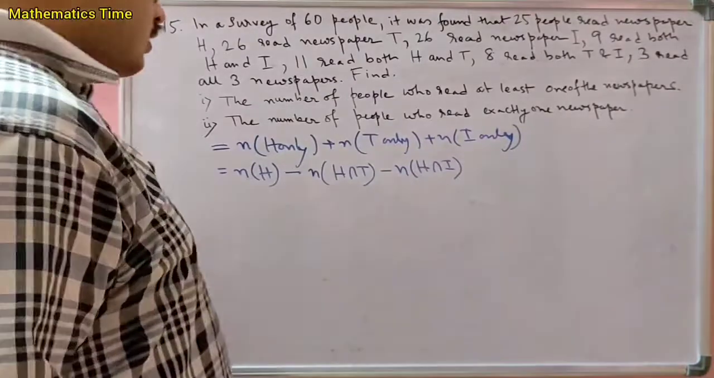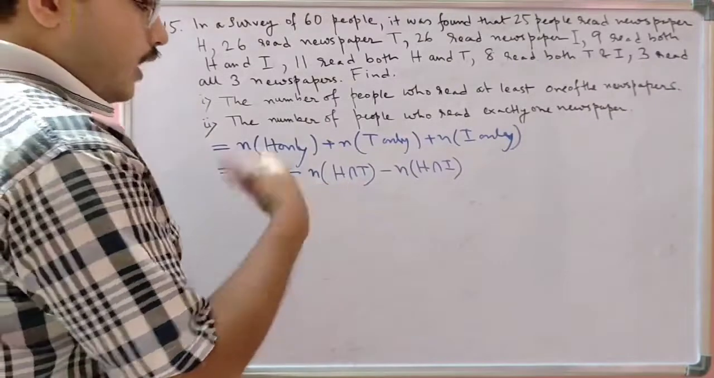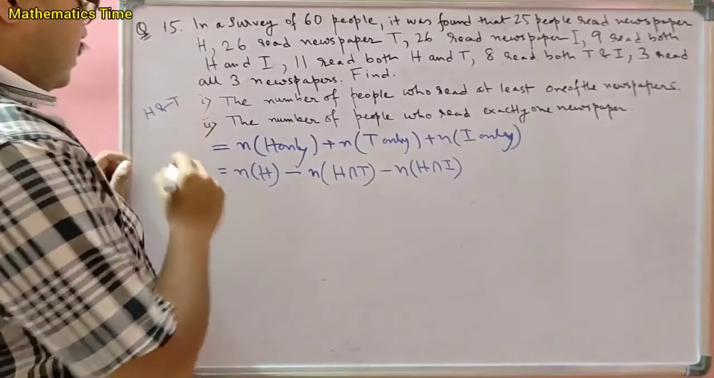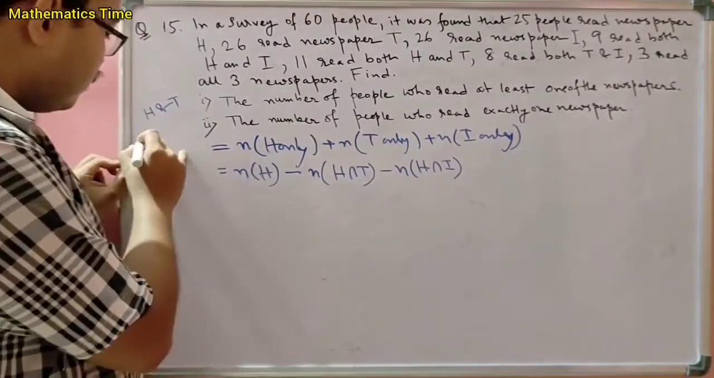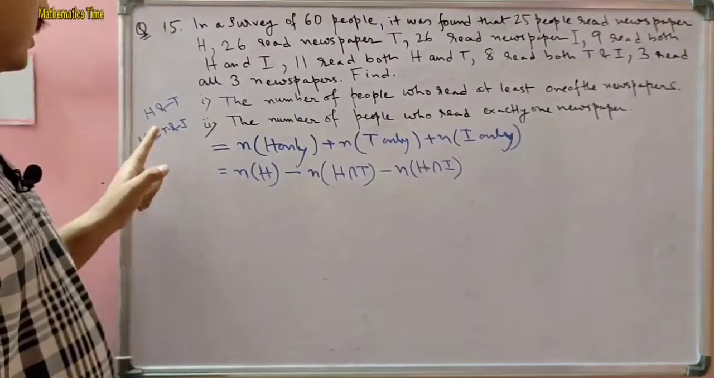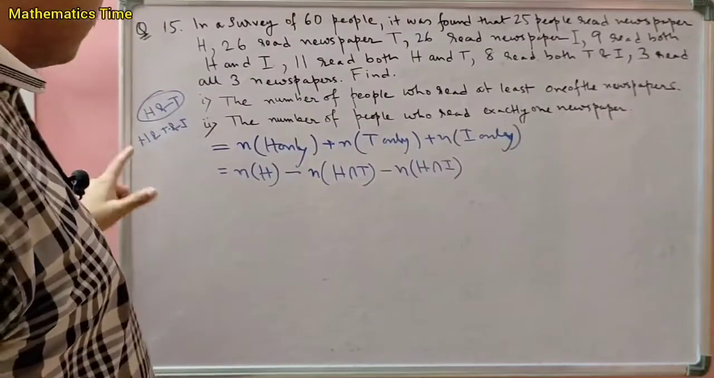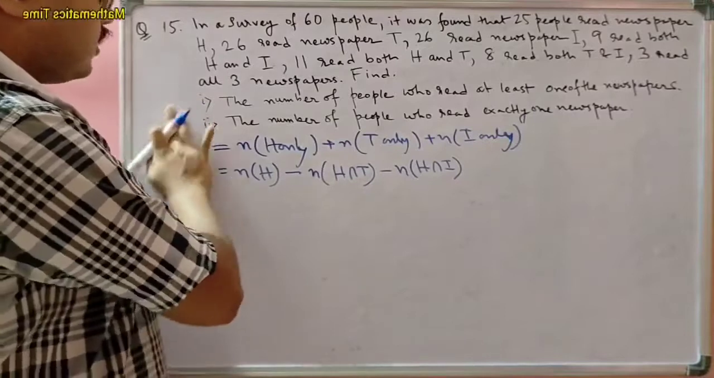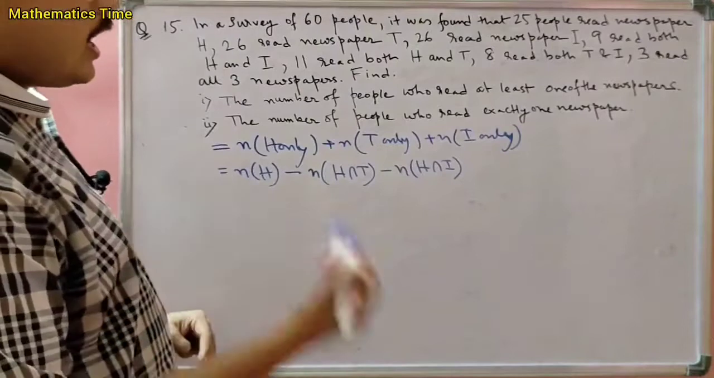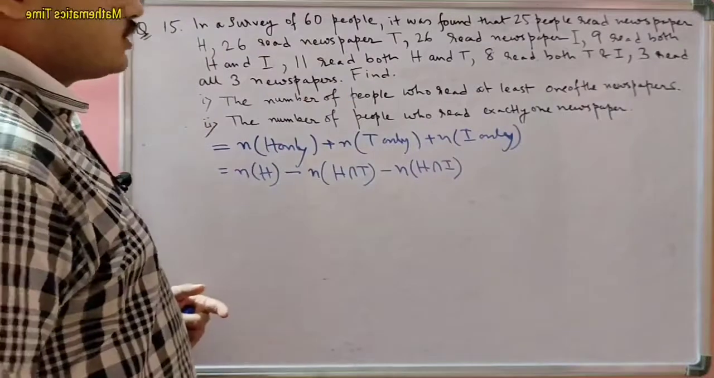and I. Now think, the people who read H and T, they might read H, T and I. In this set of people there are some people who read H, T and I. You have to understand this. Similarly, in the set of H intersection I, that means the people who read H and I, there are some people in this set who read all three newspapers, that is H, T and I.